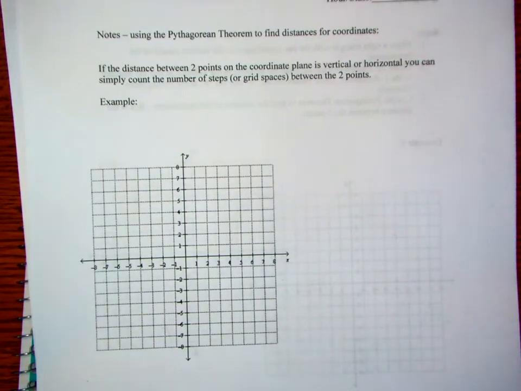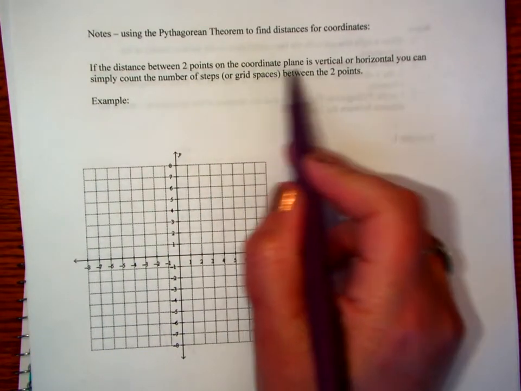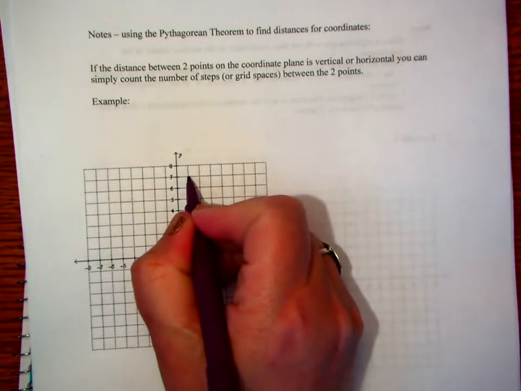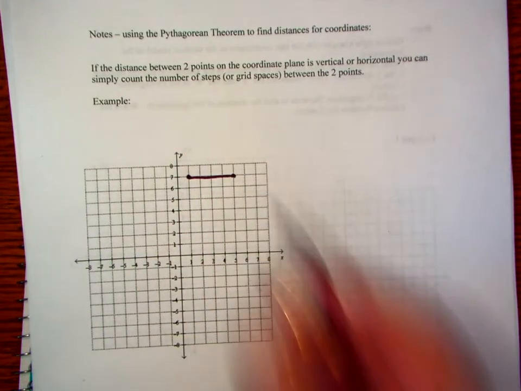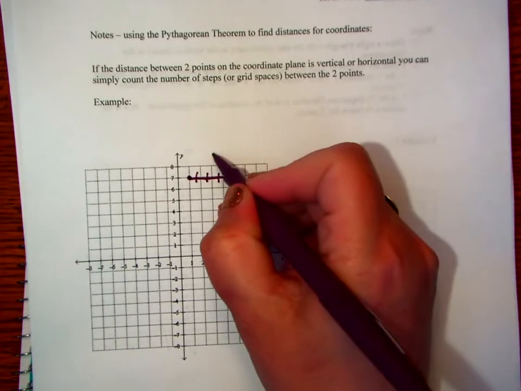Okay, so now I'm going to explain how to use the Pythagorean theorem as a distance formula, or to find the distance between 2 points. So first of all, if the distance between 2 points on the plane is vertical or horizontal, you can just count them. So for example, if I have a point here and a point here, which is a horizontal distance there, I would just count 1, 2, 3, 4. So the distance is 4.